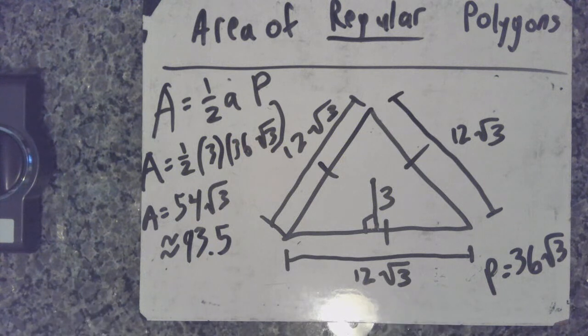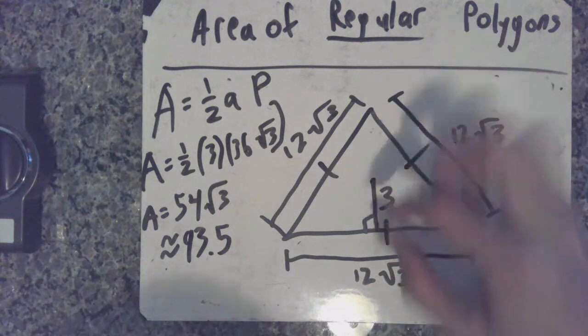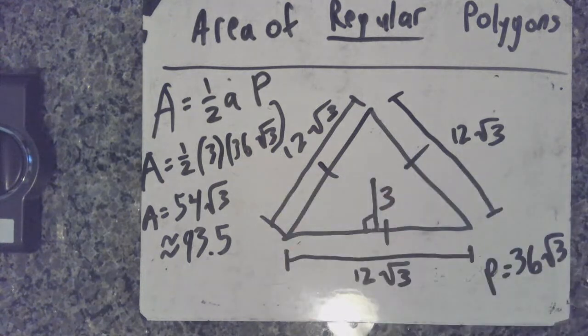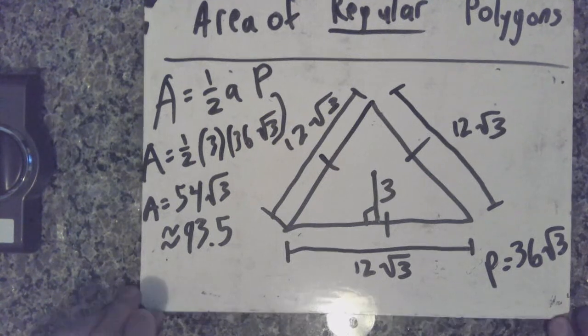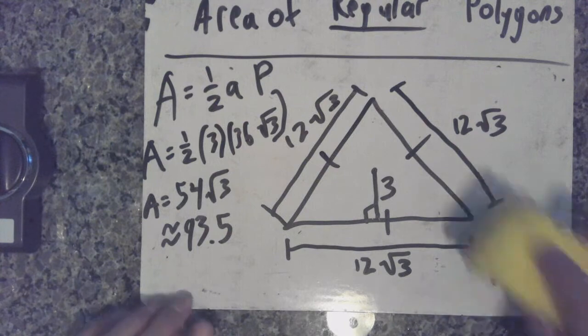That's the easy example. The reason it's easy is because I know the apothem, and the perimeter was very easy to find. Now we're going to talk about a harder question, and this is going to be a little bit of work, so make sure you're locked in, folks. All right, here we go.